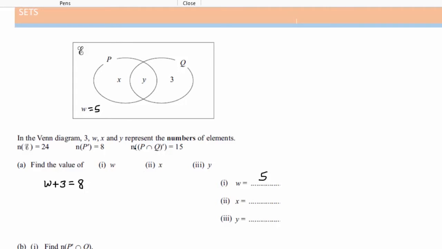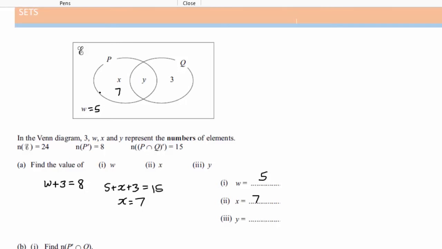What else do we know? The number in P intersect Q complement is 15. P intersect Q is there. The complement is W, X and 3. So we know W is 5. So 5 plus X plus 3 equals 15, which means that X must equal 7.